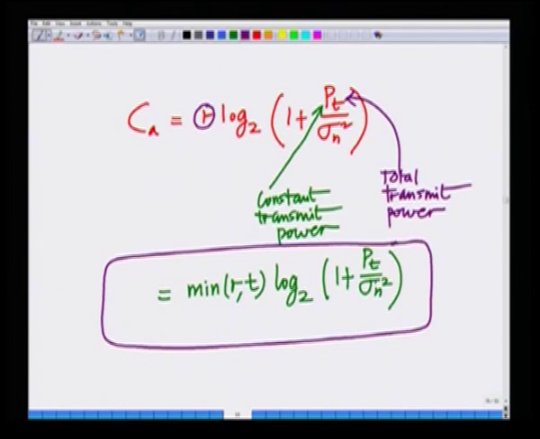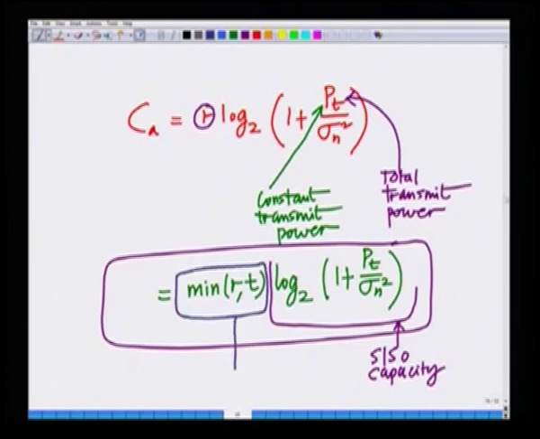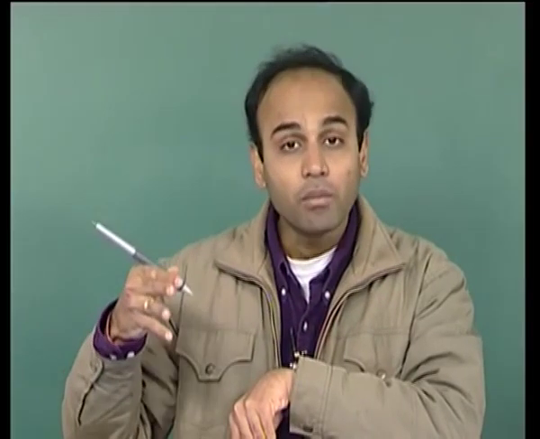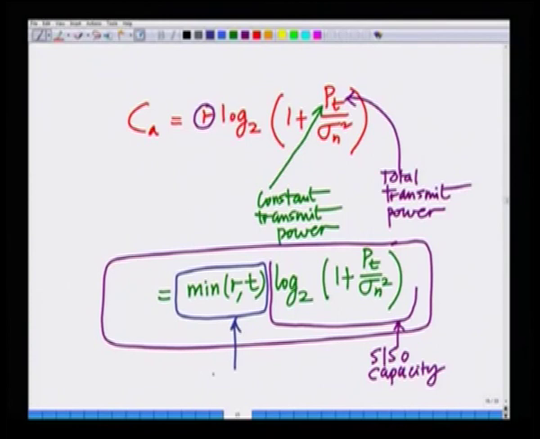Log 2 of 1 plus p_t over sigma_n squared is nothing but the single channel capacity. If I had a single antenna, my capacity would be log 2 of 1 plus p_t over sigma_n squared. This part is nothing but the SISO capacity. Here, the minimum of r comma t is nothing but the spatial multiplexing gain, the capacity gain that arises because you are transmitting many information streams in parallel. Precisely how many information streams? This is the minimum of r comma t. This is nothing but the MIMO increase in capacity.